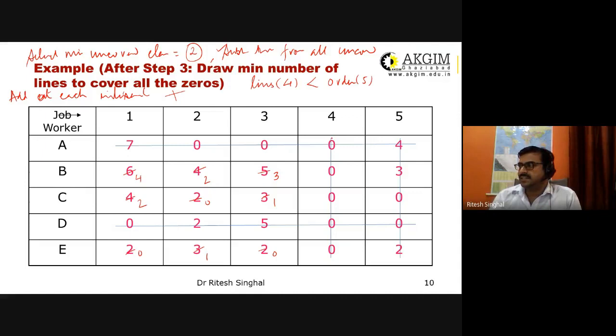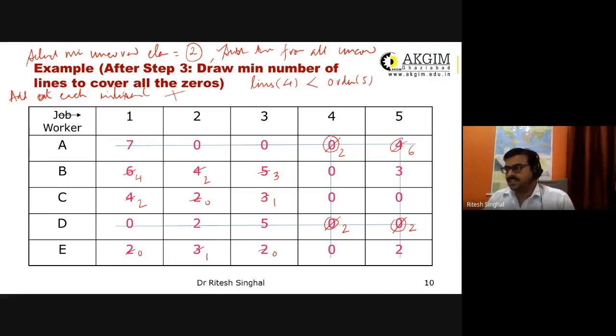So intersection like this. Here we need to add here. So 0 plus 2 becomes 2. This is also an intersection, 2. This is also an intersection. Add here 2. This is also an intersection. Add here 6. So subtract this element from each uncovered and add at each intersection. Okay. So this is to be done.